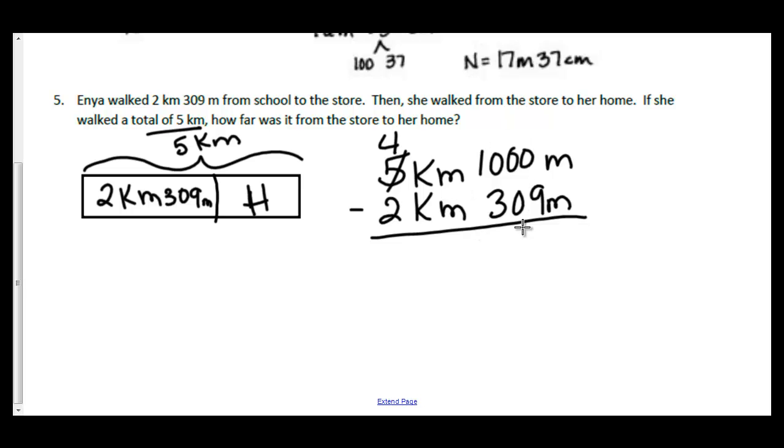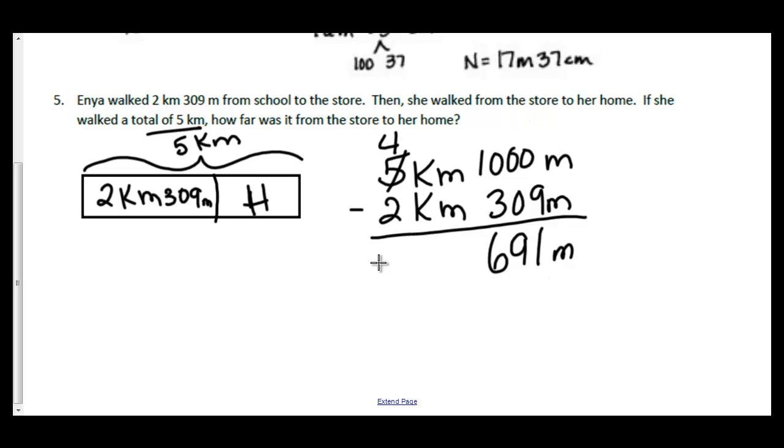Now, I could go through with all the regrouping, or I could do a little bit of mental math. I know that to get from 300 to 1,000 would be 700, right? But I don't need the whole 700. I need 9 less than 700. 9 less than 700 is 691. Now, if that doesn't make sense to you, then you can just use the standard algorithm.